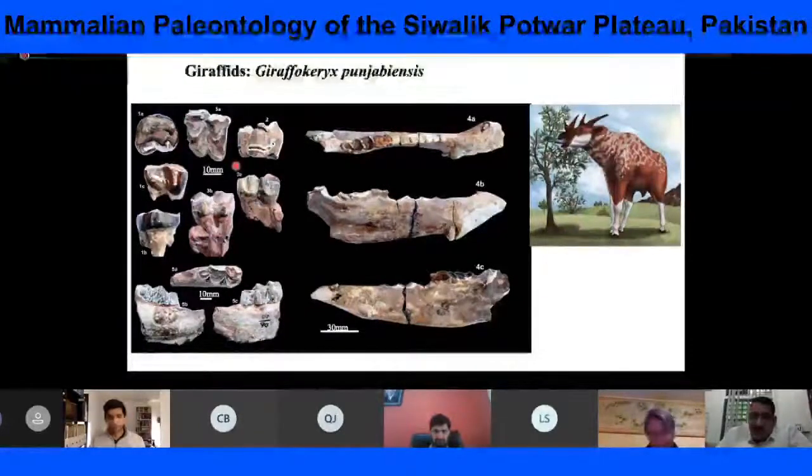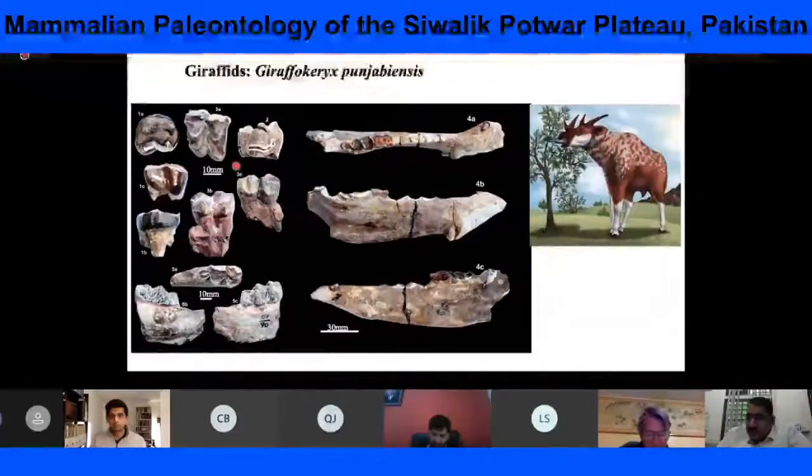Giraffokeryx punjabiensis is very close to Giraffa priscilla in size. The external fold, the parastyles, are comparatively more developed in the premolars of Giraffokeryx punjabiensis. The styles and medial ribs are less pronounced in the other specimen. Giraffokeryx was founded by Pilgrim in 1910 on the genotype Giraffokeryx punjabiensis. The genus and species are known from the Siwaliks of Pakistan and India, and it is also reported from Turkey.